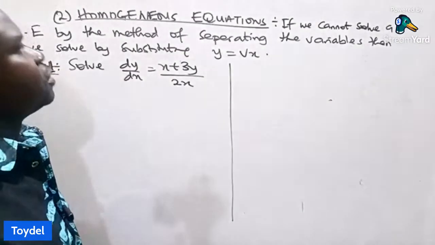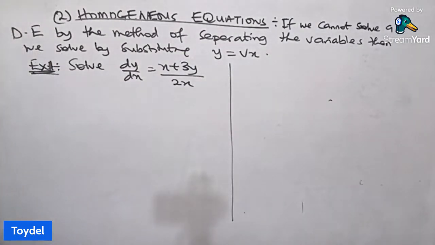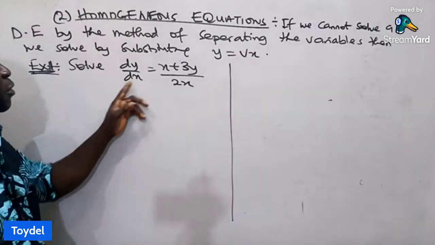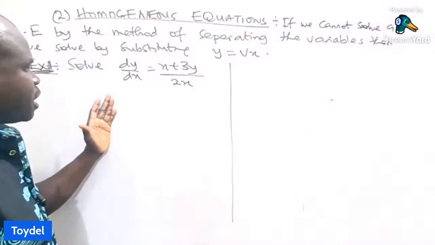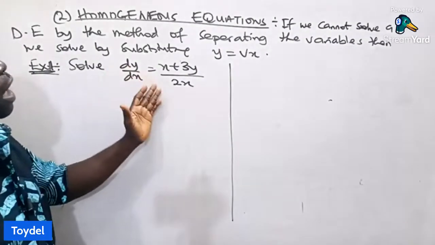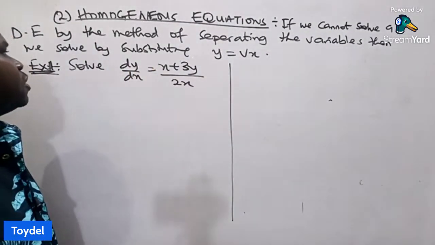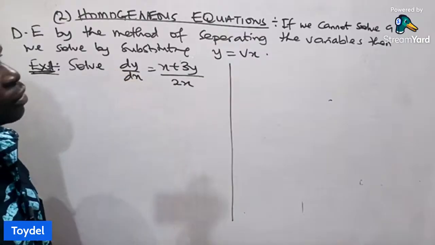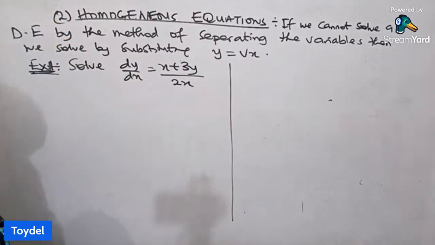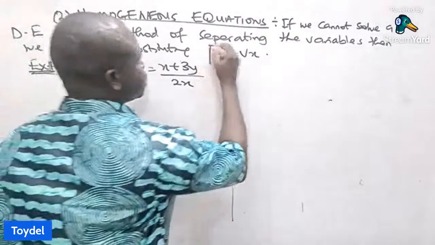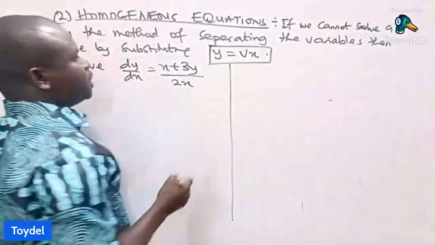first order differential equation. That is, if you are given a differential equation and you are able to separate it in such a way that we have x and dx at one side of the equation, then y and dy at the other side of the equation, just introduce the integral sign, then you get the solution. But under this now, if we cannot solve a differential equation by the method of separating the variables, then we solve by substituting u, with y is equal to vx.